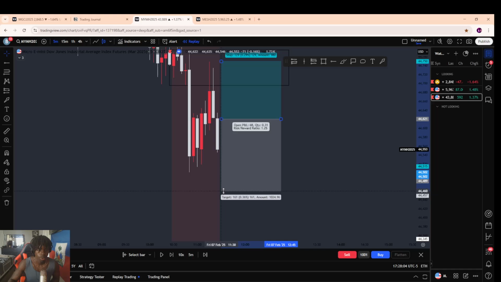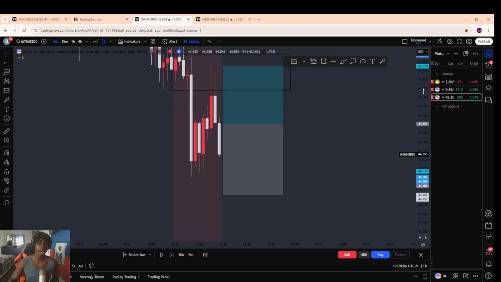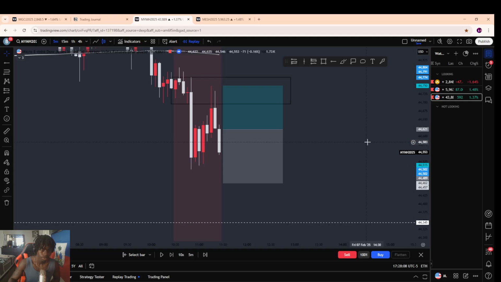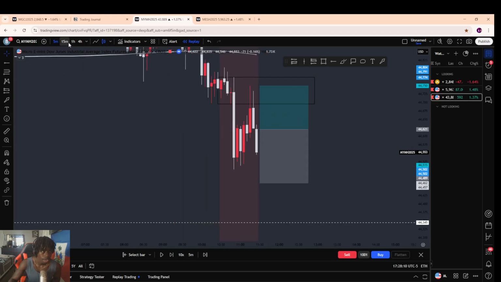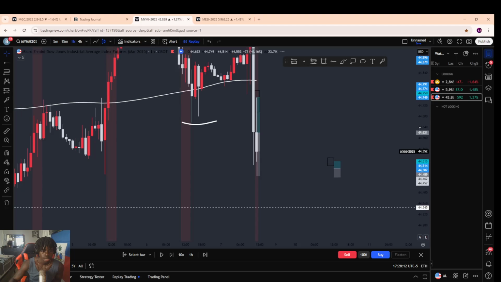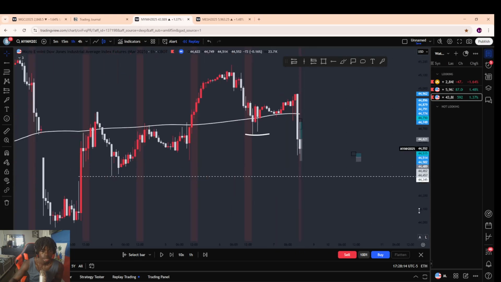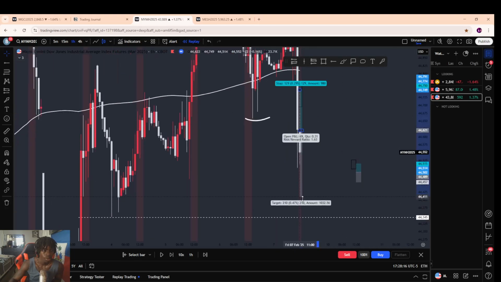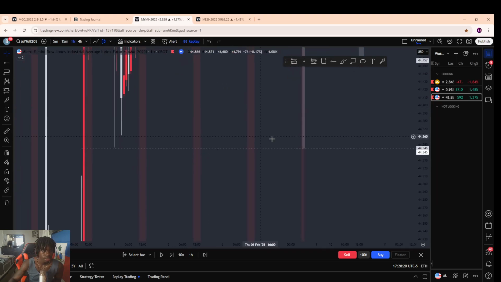And I went for a 1 to 2, but listen. So I usually go for 1 to 2, but I saw on the 1 hour that we had a gap, and I was aiming for the 1 hour. What I should have done, I should have just moved my stop loss to break even.